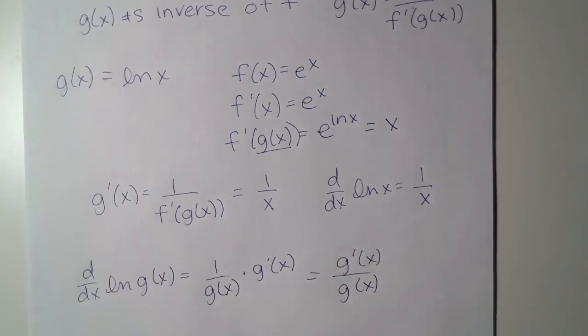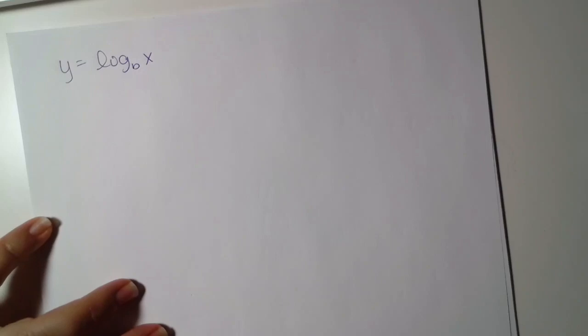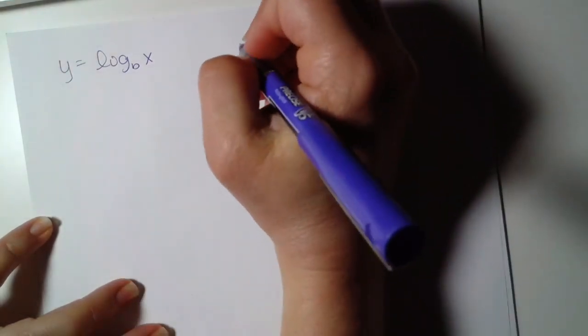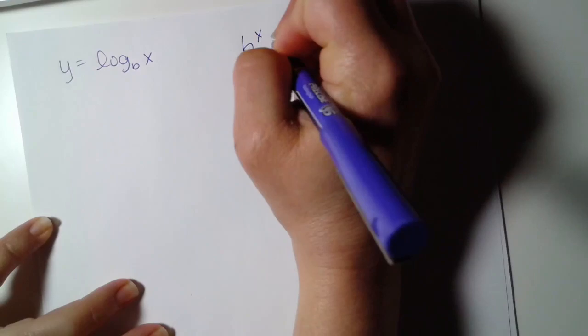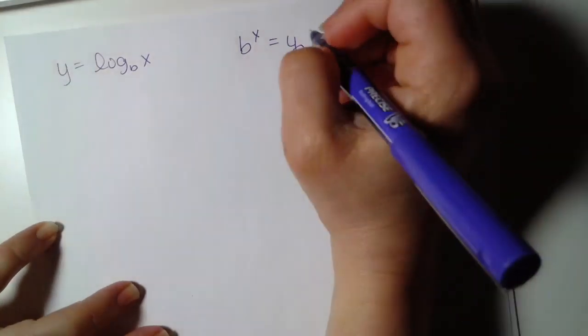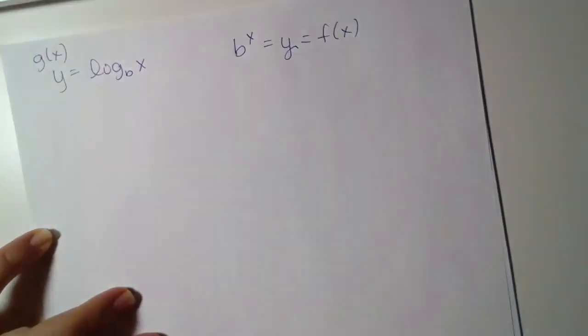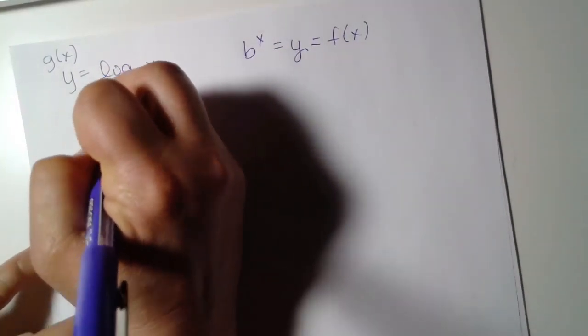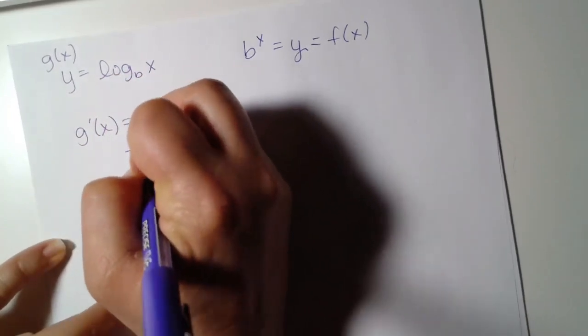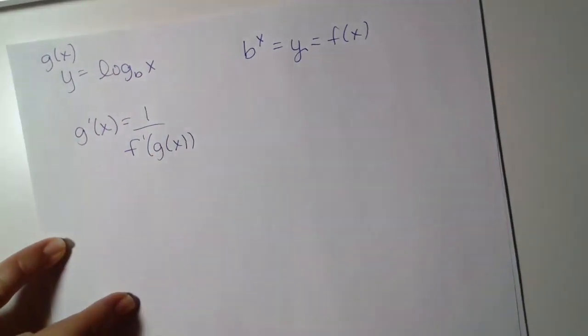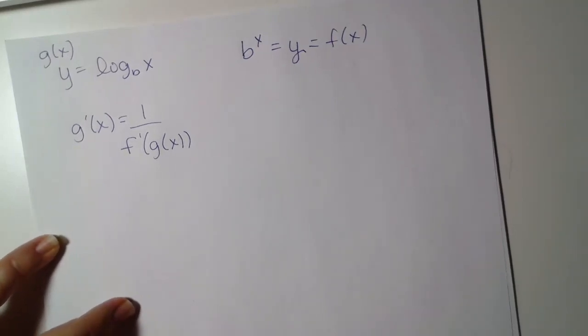Okay, now I'm going to do the same thing for a log function. So basically a log base b. So if y equals log base b of x, we did the natural log of x already. So the inverse of log base b of x would be b to the x equals y. So this is going to be my f of x, and the one that we want to find is my g of x. And again, we know that g prime of x is 1 over f prime of g of x. This is our derivative of the inverse formula from a couple lectures ago.